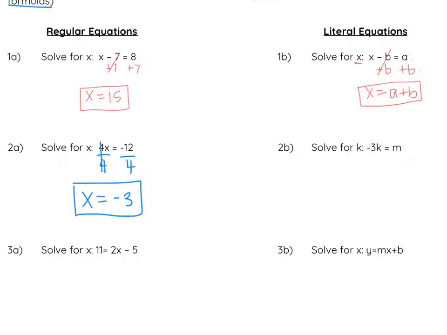Now let's look over here. We want to solve for k. That means the k is the one that we want to get by itself. Currently, it's being multiplied by negative 3. So to undo that, we're going to divide both sides by negative 3. So this cancels. On the left-hand side, I'm left with my k, which is what I wanted, k by itself. And on the right-hand side, I can't do anything with that, so it's just m divided by negative 3. And that's it. I can't simplify that or do anything else to that equation.